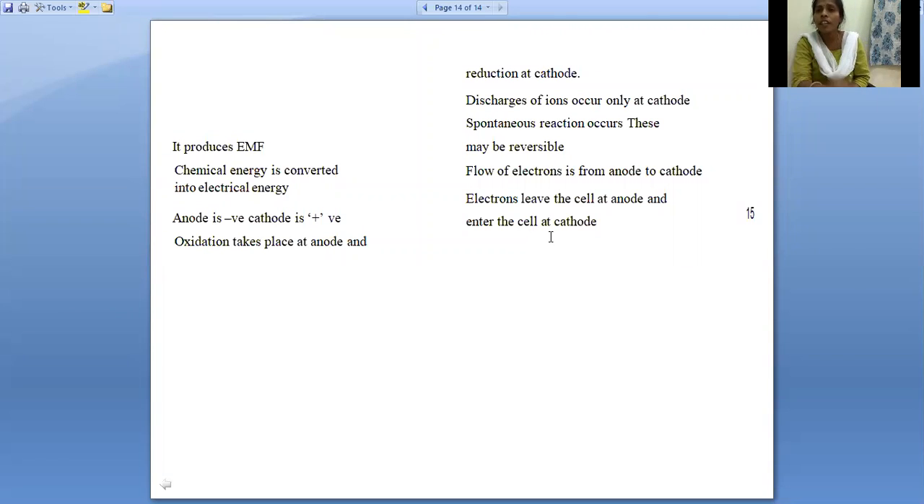So only three differences are there. There EMF is consumed, here EMF is generated. There electrical energy converts to chemical energy, here chemical energy converts to electrical energy. There the anode carries positive charge and the cathode negative charge, but here the anode carries negative charge and the cathode positive charge. And one more difference: there the process is non-spontaneous, but here the process is spontaneous.